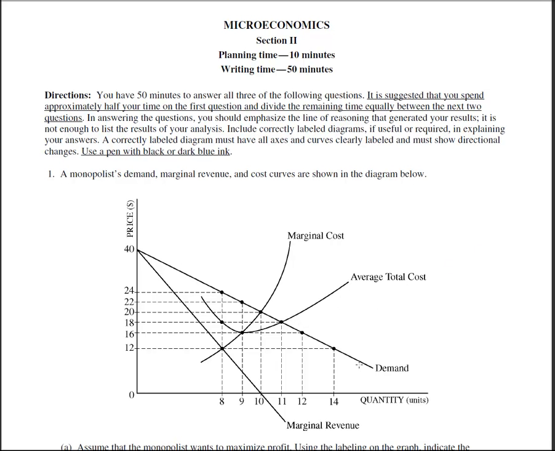Notice we have a downward sloping market demand curve, marginal revenue below it. Marginal cost is upward sloping. Average total cost must reach a minimum right here. And so what we're looking for is, first question, let's take a look at it.